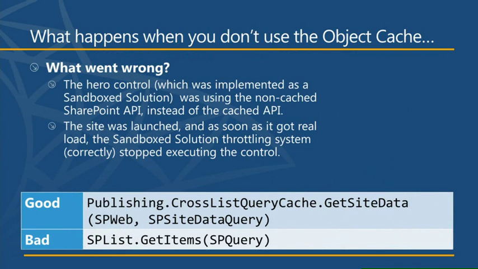and this is a very important point. Not all SharePoint APIs are cached or leverage the object cache. And so, if we're using things that do basic list operations, like the bottom of the table here, SPList.GetItems, that's not going to leverage the object cache because the object cache is a publishing feature. And so we should be making use of the publishing APIs to ensure that we're leveraging the cache.